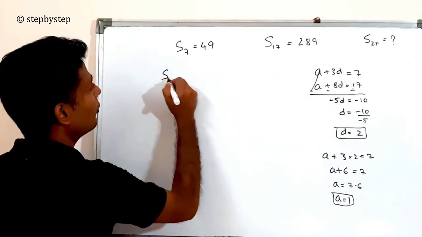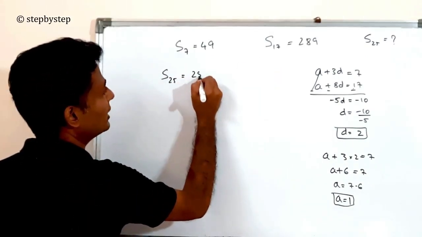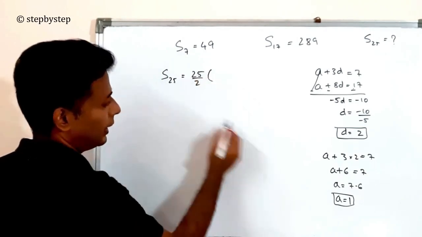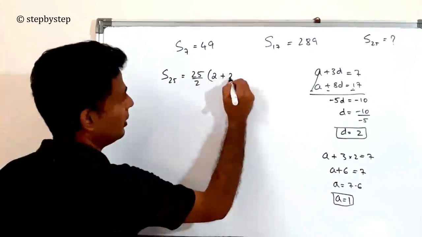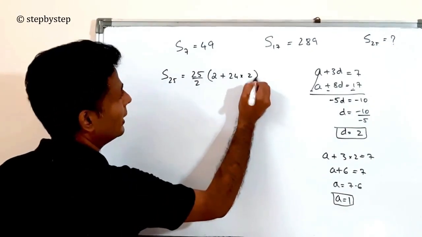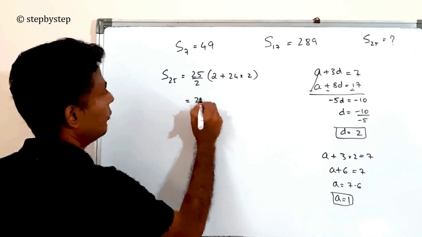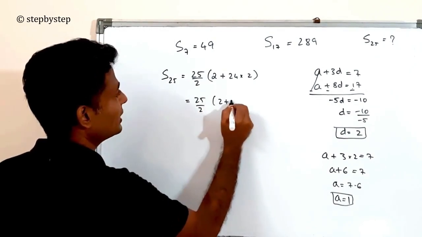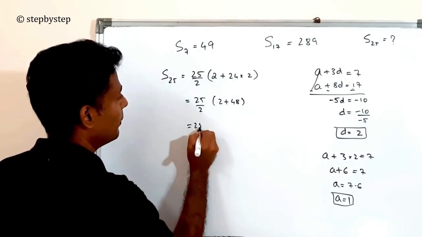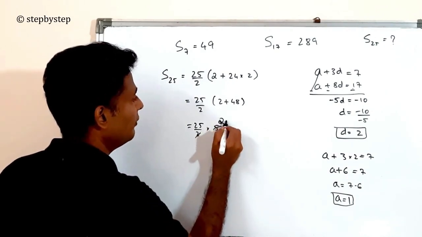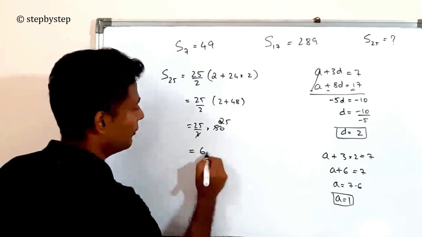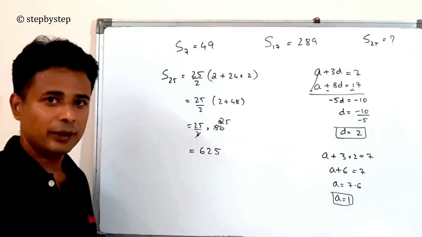So we'll find S of 25. That is equal to n by 2 into 2a plus n minus 1 into d. That is 25 by 2 into 2 into 1, 2, plus 25 minus 1, 24, into d, that is 2. So 25 by 2 into 2 plus 48. So 25 by 2 into 50. So 2 fives are 25. So 25 into 25 is 625.